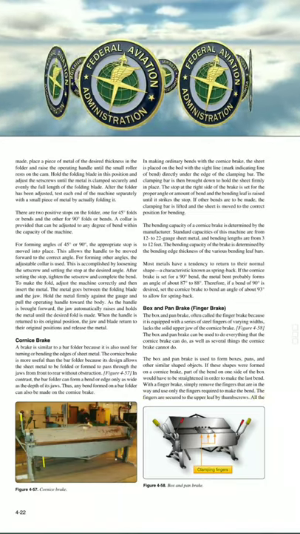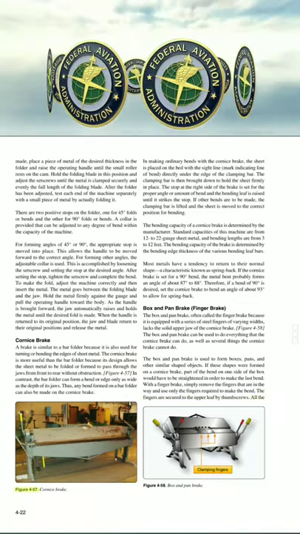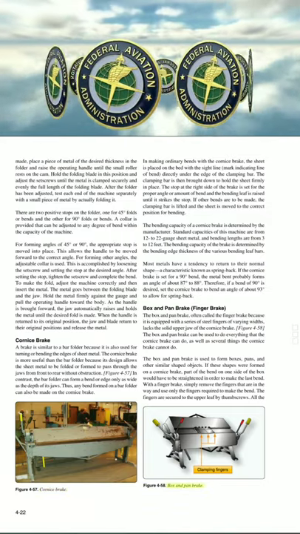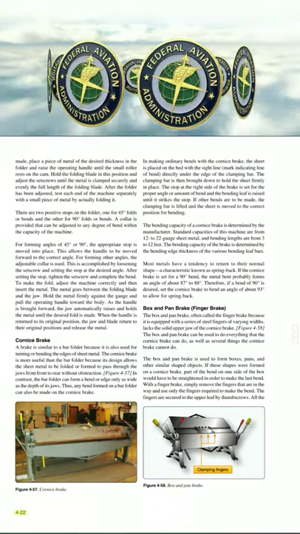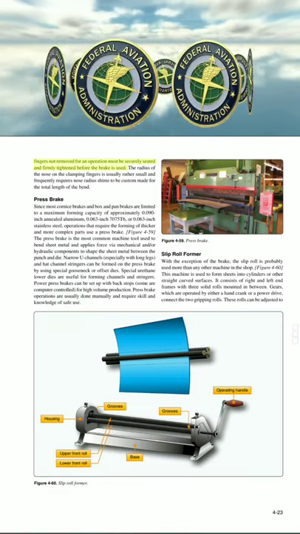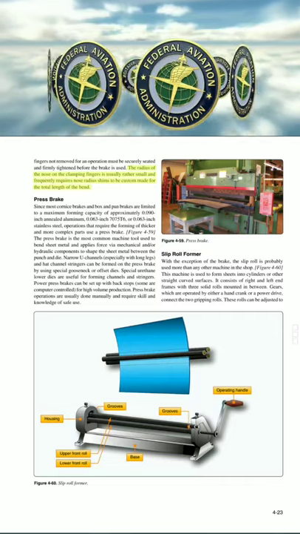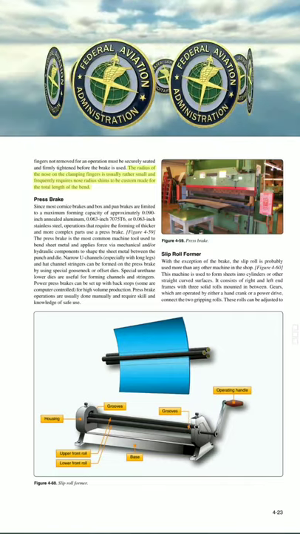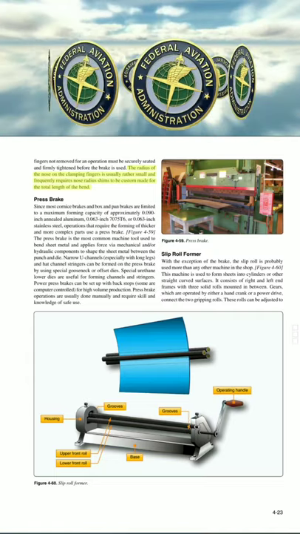All the clamping fingers. Figure 4-57. Cornice brake. Figure 4-58. Box and pan brake. 4-22. Fingers not removed for an operation must be securely seated and firmly tightened before the brake is used. The radius of the nose on the clamping fingers is usually rather small and frequently requires nose radius shims to be custom made for the total length of the bend.